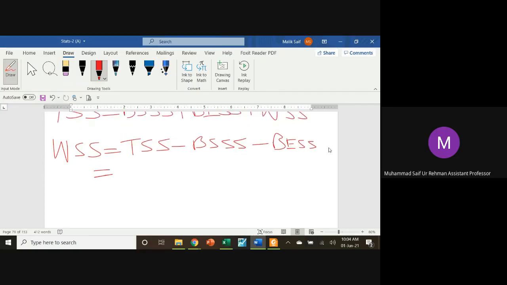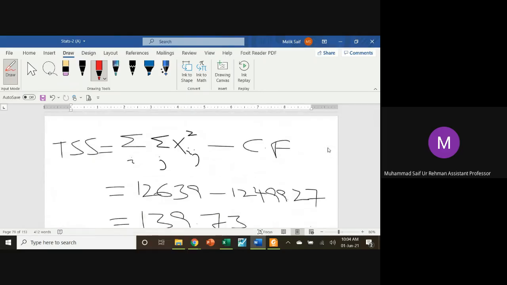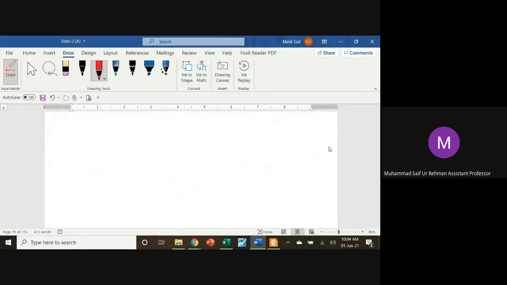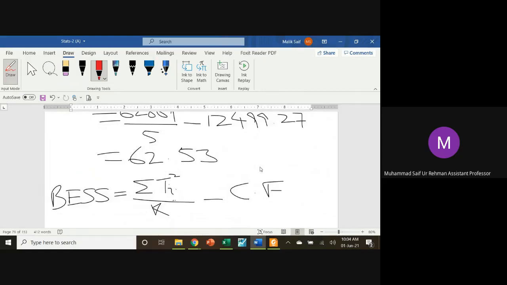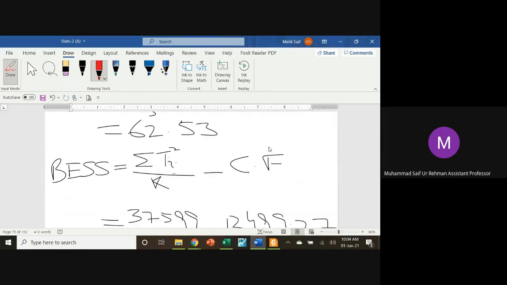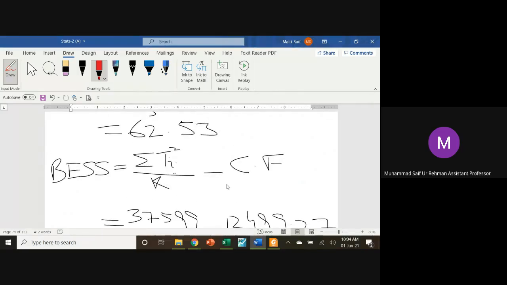So see what is the answer. TSS, what was the value for TSS? 139.73 minus, what is the next value? I think you should write down these values on your notebook because sometimes we miss the lectures. Although we are recording it, but sometimes there are some issues. So better would be if you write down everything on your notebook. 62.53.